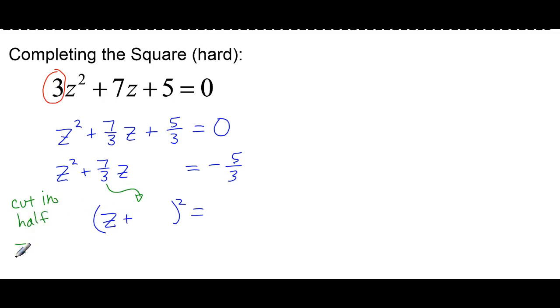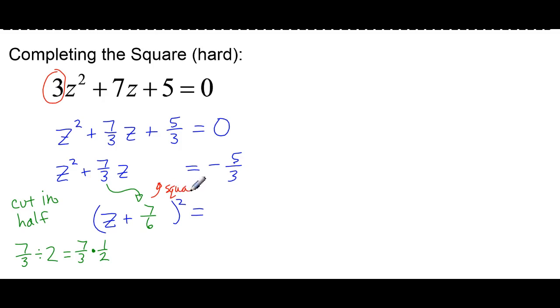If you're taking 7/3 and you're, quote, cutting it in half, you might have an easier time doing the arithmetic if you cut it in half by multiplying by a half, because multiplying fractions is easier than dividing. And you'll see pretty quickly that what you're going to get when you cut that in half is 7 over 6. So that's one step. Then the next step is square it.